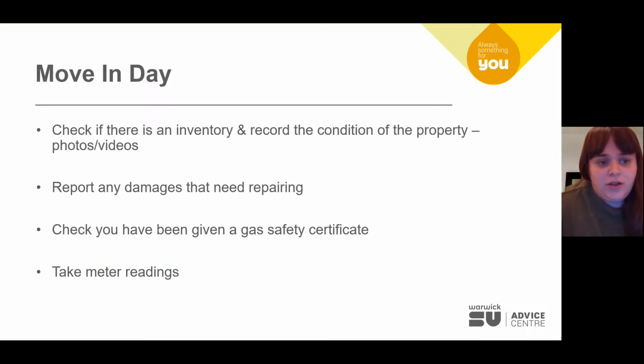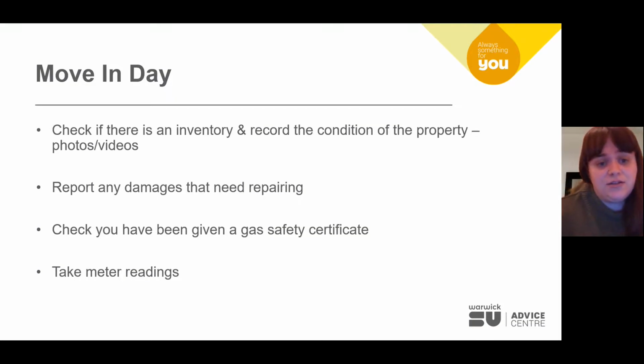So by this point, you will have already viewed your property, decided on that property, signed your tenancy agreement, and you're ready to move in. So there's certain things that you need to ensure that you do on moving day to avoid any future issues down the line. So when you are on moving day, there will be an inventory that is taken.